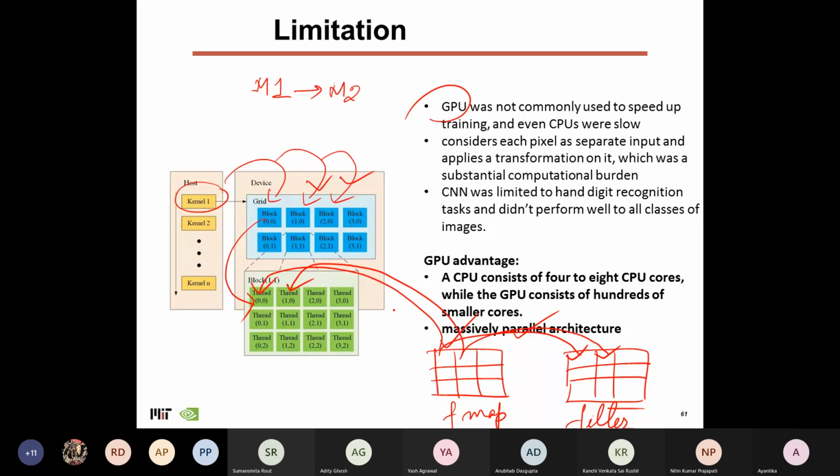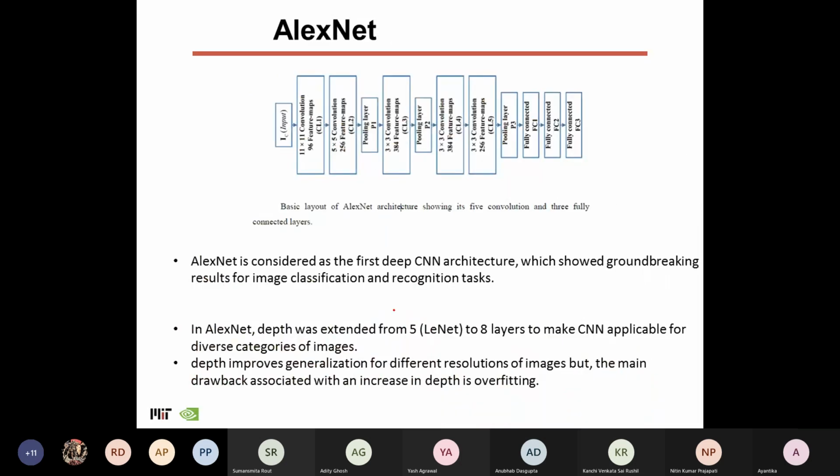So this is the basic architecture and this is the limitation of LeNet. From there came AlexNet. So what did AlexNet do? AlexNet basically extended the layers from 5 to 8. That is one extension, and it was also supported by GPU, because when AlexNet came, the GPU concept already existed. So it was possible to improve the computing time.